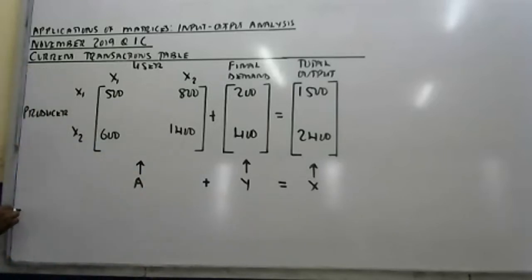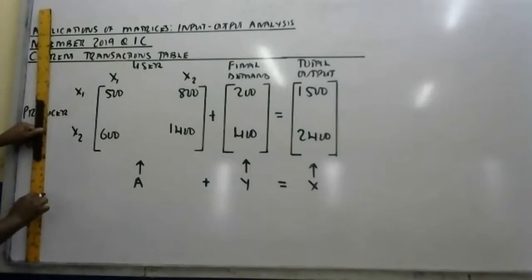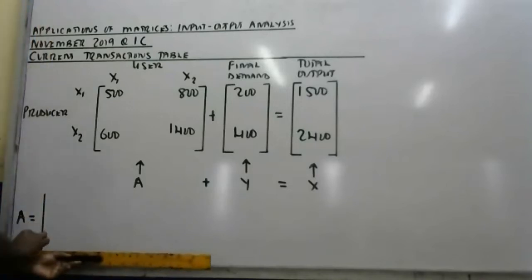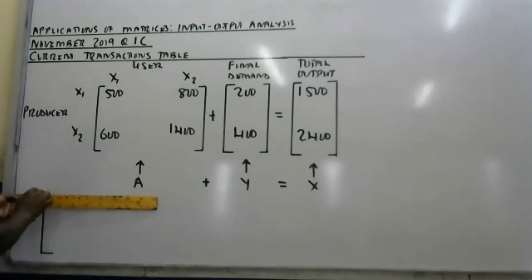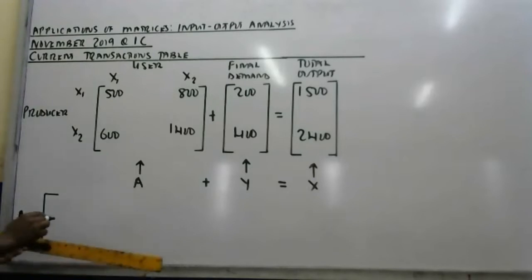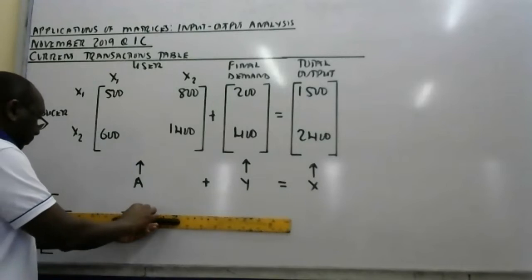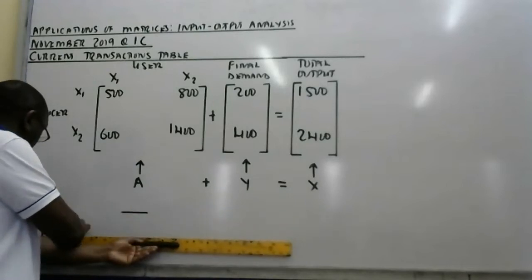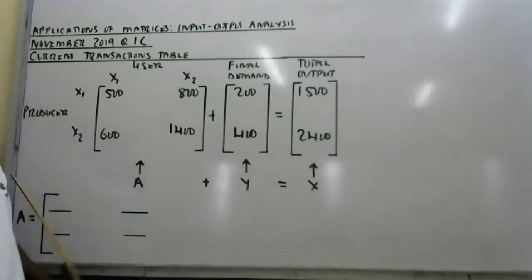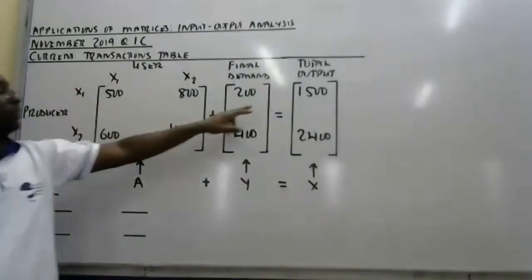So if you are told to get the technological coefficients matrix A in terms of ratios, this is how you get it. This is how you will get it in terms of ratios. L will be X minus Y, in the reverse. So this is everything that is required for this one.